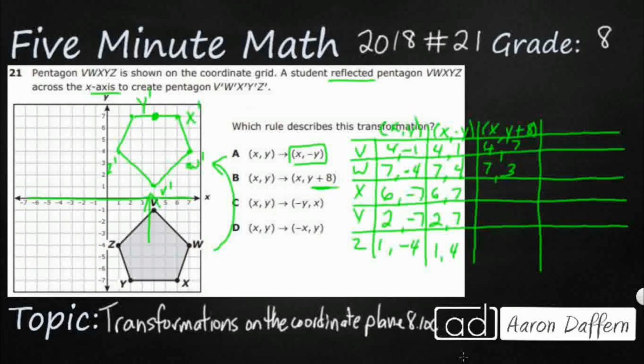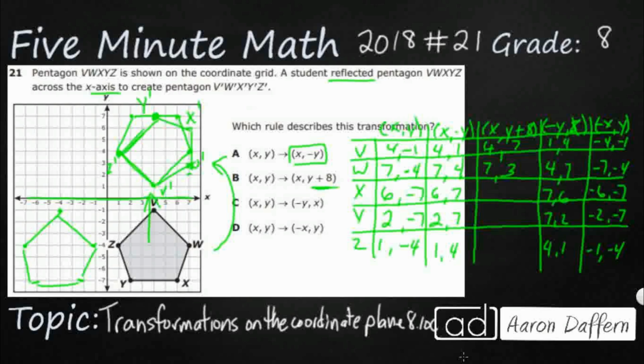Let's check -y, x. So we got to flip the y and the x. And so it's going to be a +1 because it was a -1. That's going to become a new x. And then my x becomes my y, so 4. That's going to end up being a rotation, which we don't need. And then D is going to end up flipping it across the y-axis, not the x. So our answer here is A.